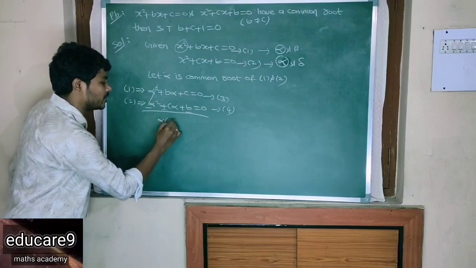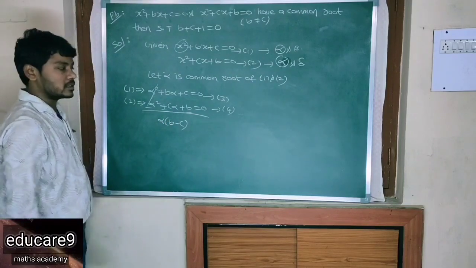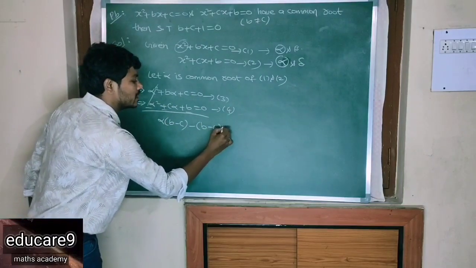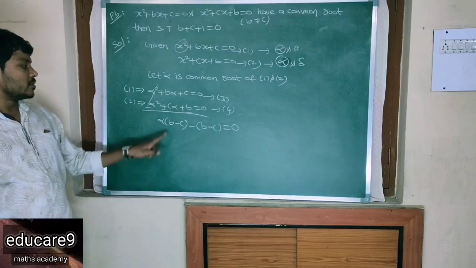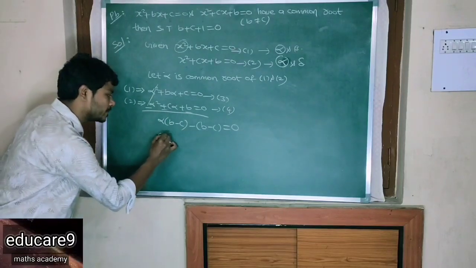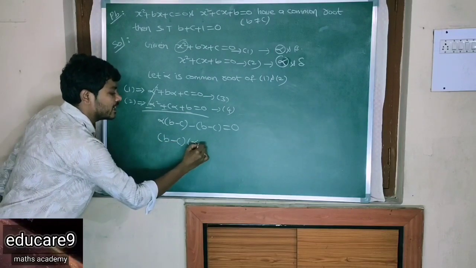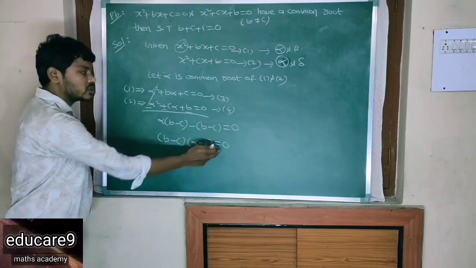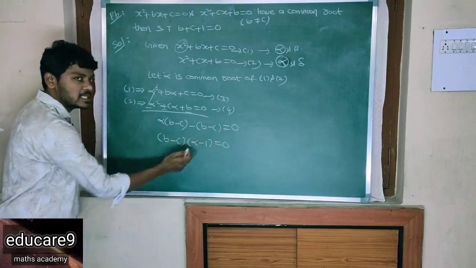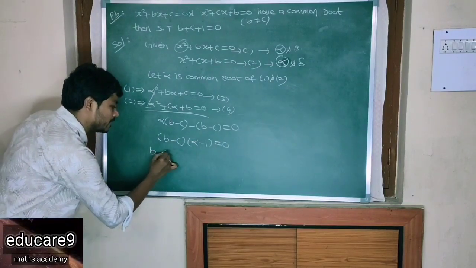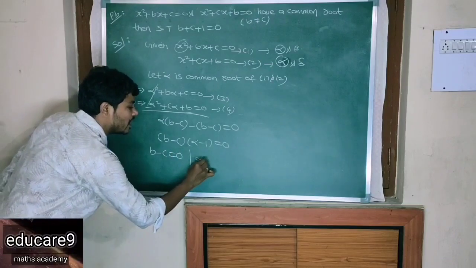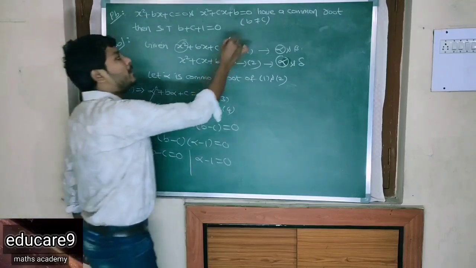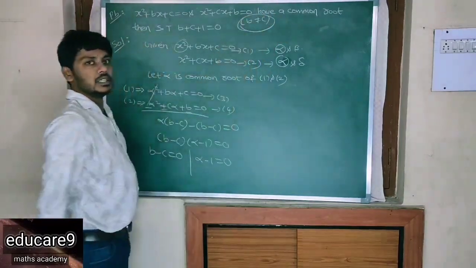In that alpha is common. Write b minus c, and here c minus b; in that minus is common, b minus c is equal to 0. So b minus c is common. You get b minus c times alpha minus 1 is equal to 0. So the product of the terms equals 0, so write each term as 0. That is b minus c is equal to 0, alpha minus 1 is equal to 0. But here b is not equal to c.